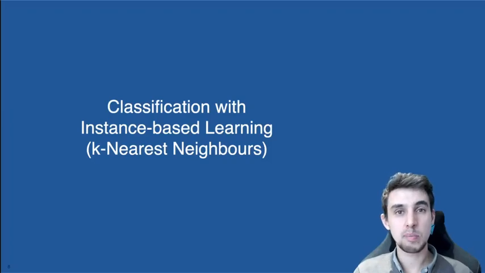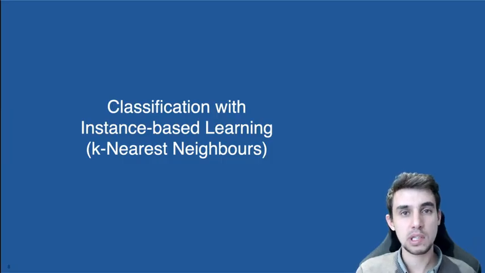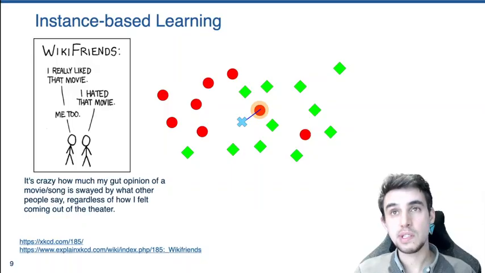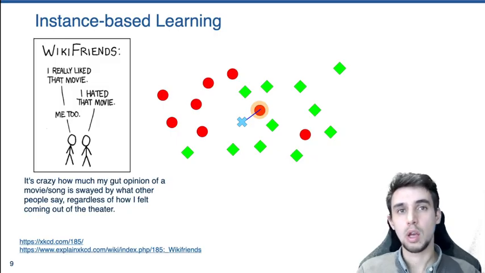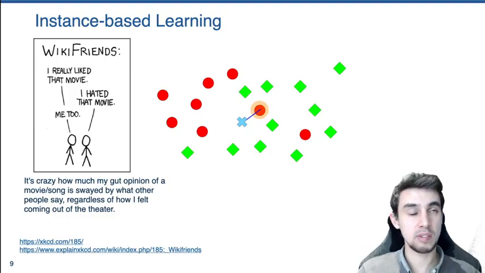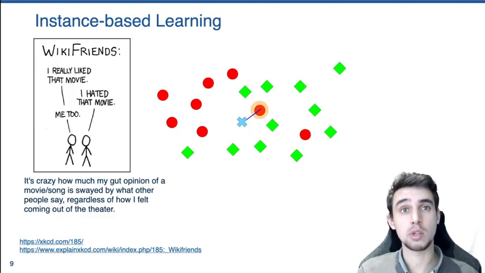Welcome back for the second part of this lecture, where we will focus on classification using instance-based learning, and more specifically the k-nearest neighbor algorithm. The concept behind instance-based learning is that we use instances, samples in a training dataset, to make inferences on a query sample, typically a sample for which we want to know if it belongs to a given class or another one.